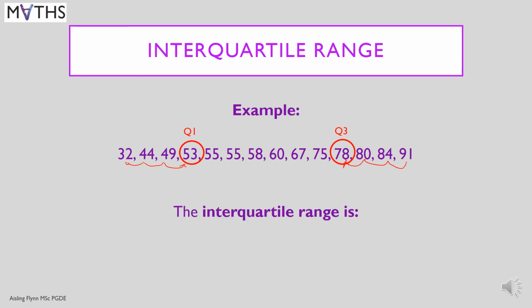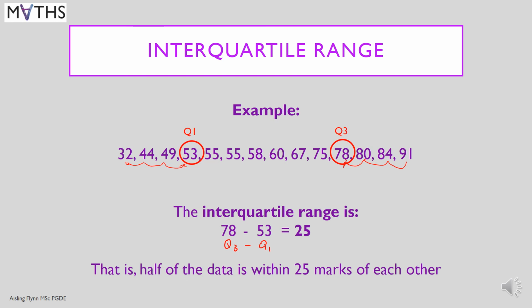Okay, and to get the interquartile range, so the range between the quarters, we do Q3 minus Q1. Okay, if you want, Q3 minus Q1. So 78 minus 53, and we get 25. So 50% of people are within 25 marks of each other between 53 and 78. Okay, or half of the people, half of the data are in that range.